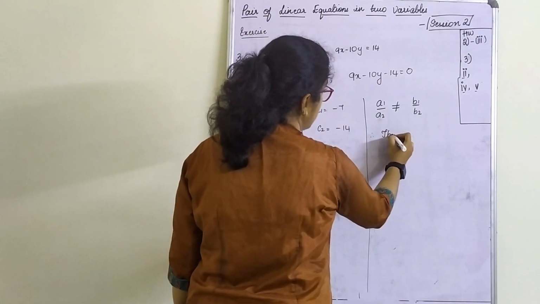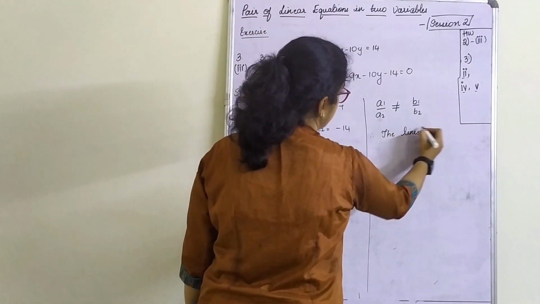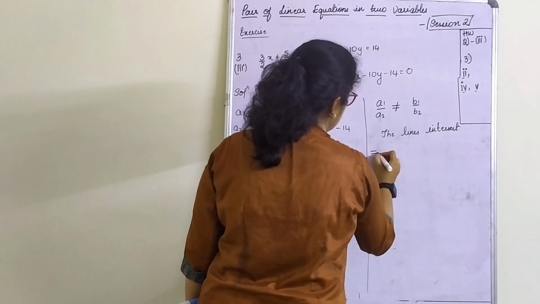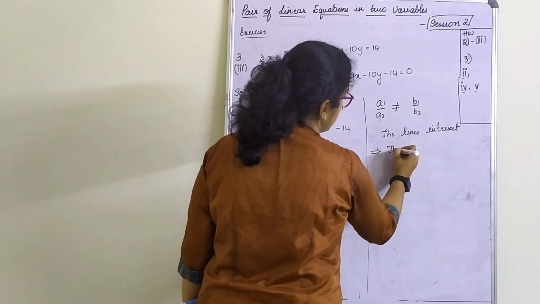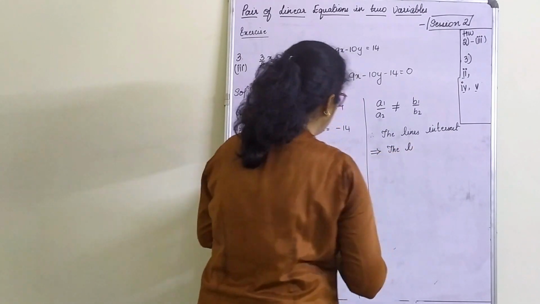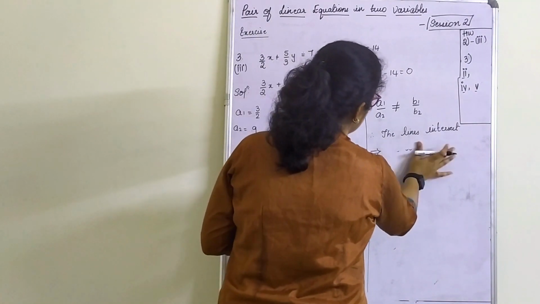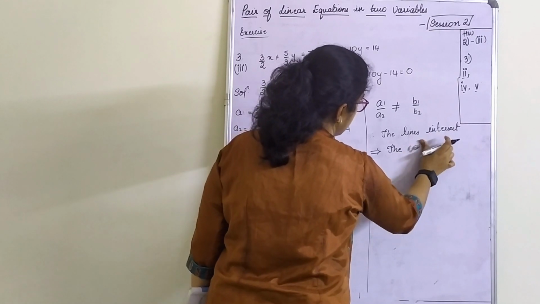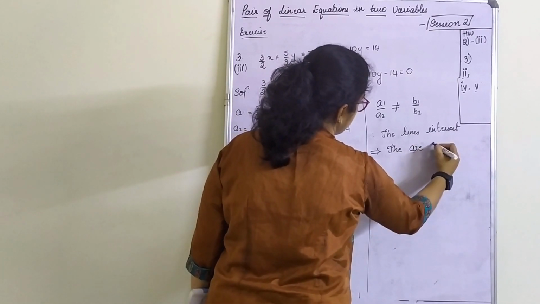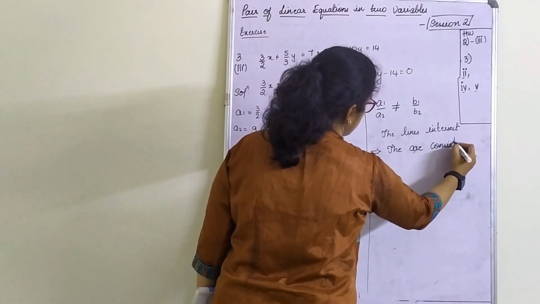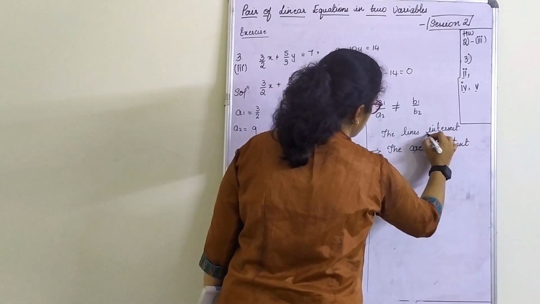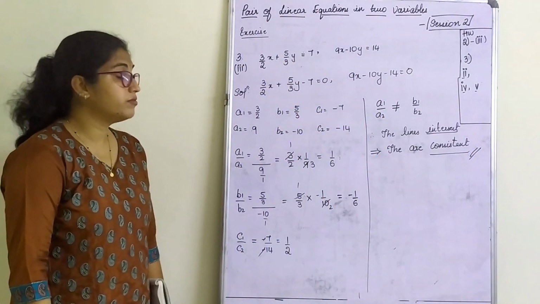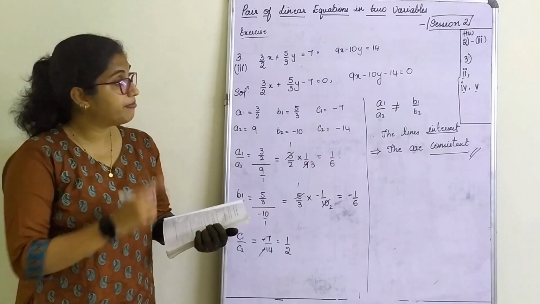Therefore, the lines intersect. So if the lines intersect, they are consistent. Or we can just say if they are coincident, they are consistent. Understood how to do this? So this is how we deal with the fractions. The remaining I have marked for homework.